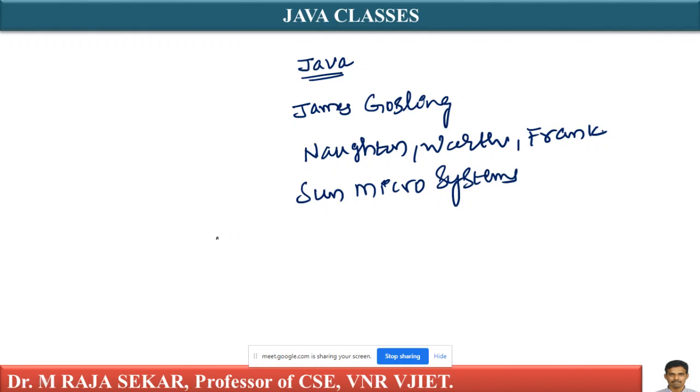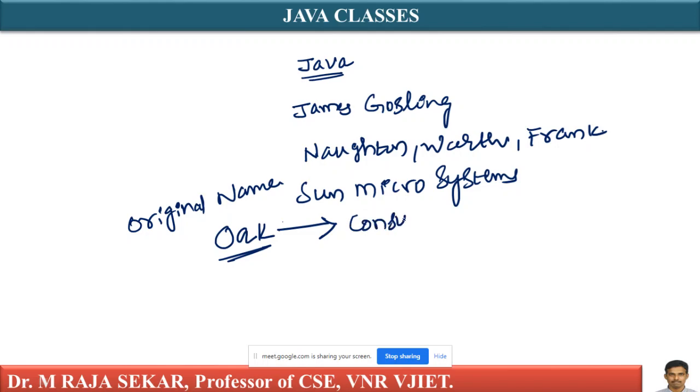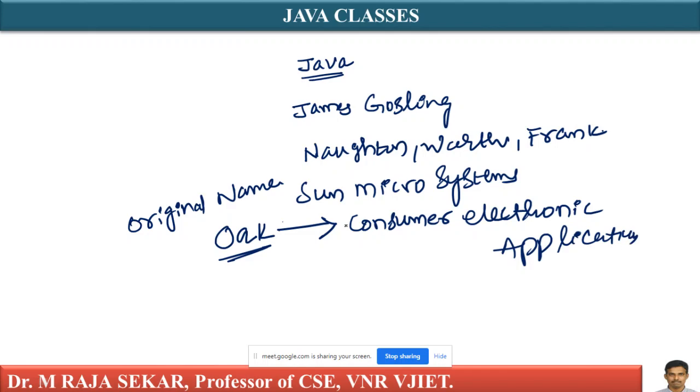Java was originally called Oak. The original name of this language is Oak. It was designed for consumer electronic applications. That's the purpose of the Oak programming language.